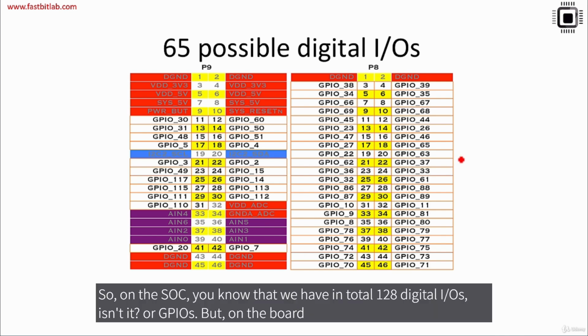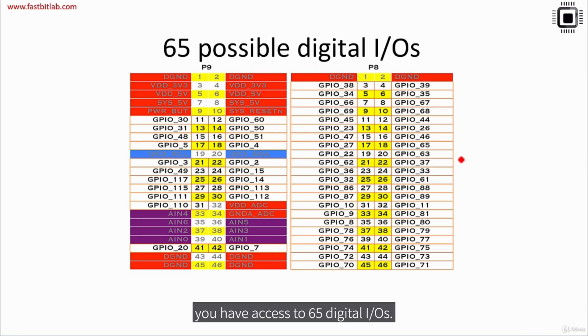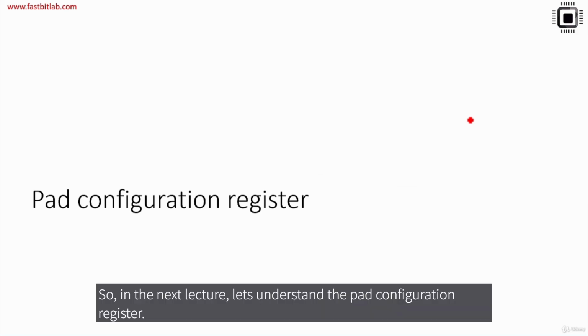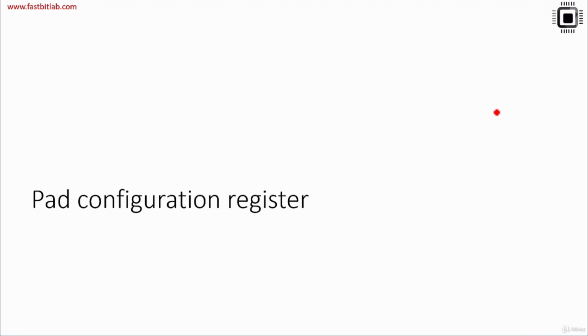On the SoC, you know that we have in total 128 digital IOs, or GPIOs. But on the board, you have access to 65 digital IOs. So in the next lecture, let's understand the pad configuration register. I'll see you in the next lecture.